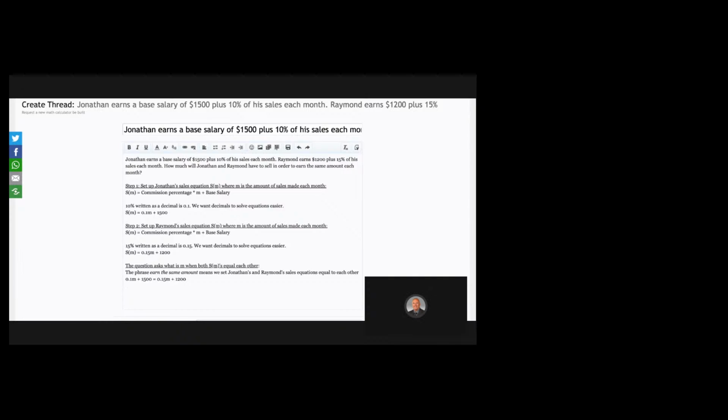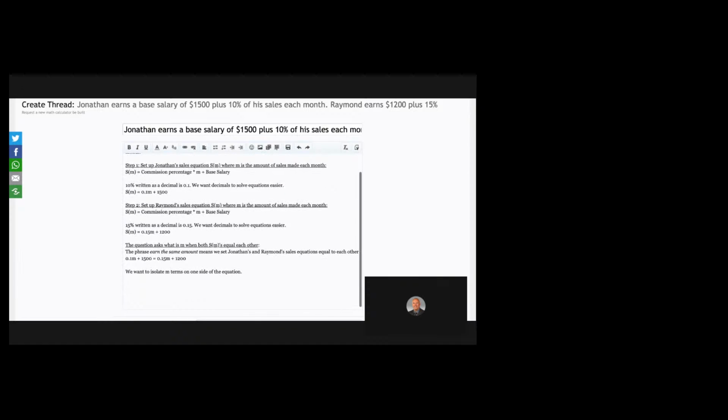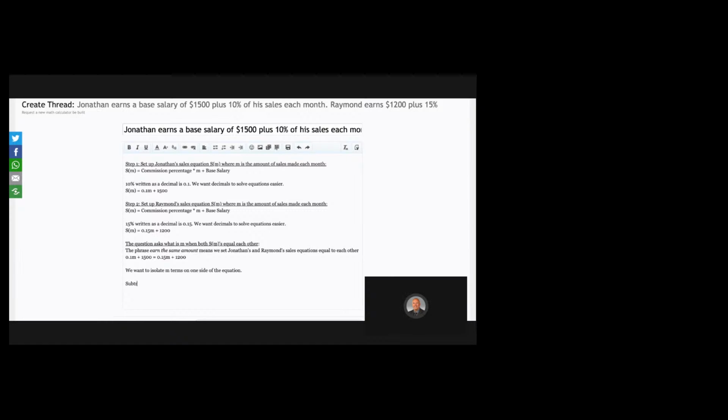So what we want to do is isolate M terms on one side of the equation. The first thing we're going to do is subtract 1,200 from each side, because I want the constants on one side, I want these two terms on the same side, and I want the M's on the other side. So instead of using the calculator, I'll walk you through this. Subtract 1,200.